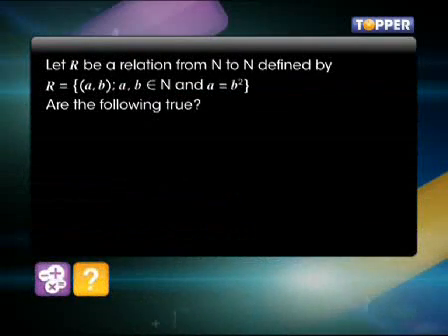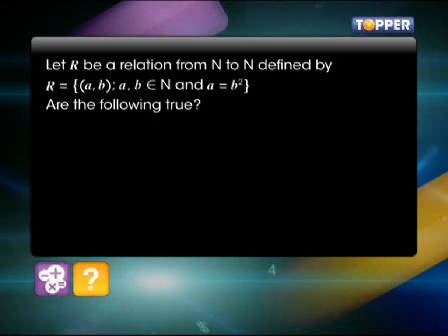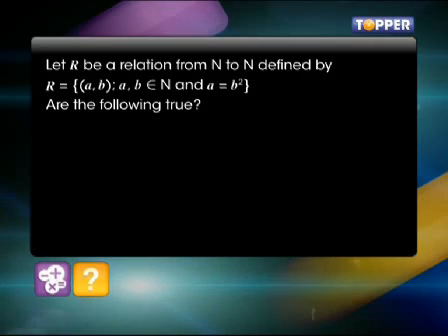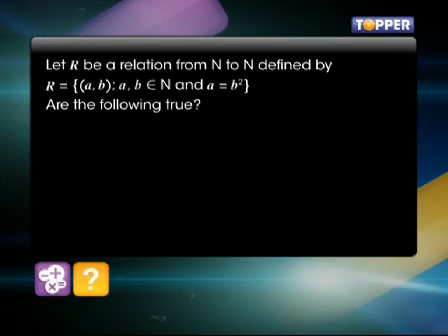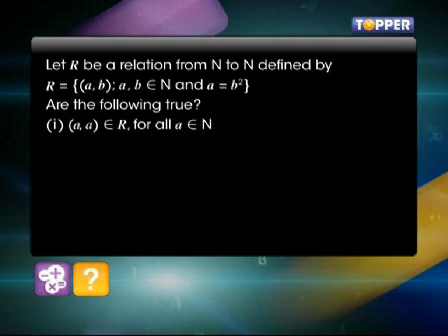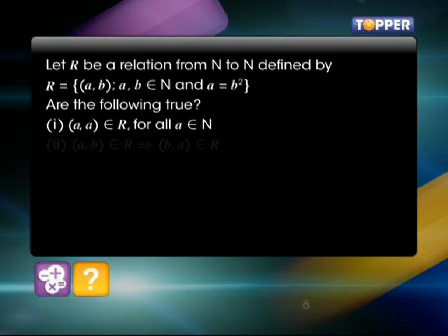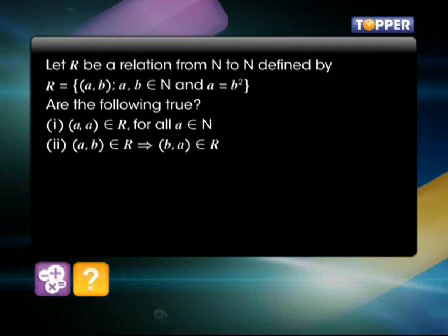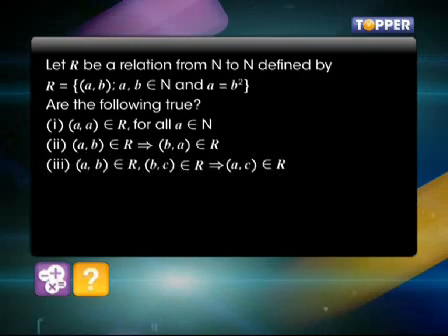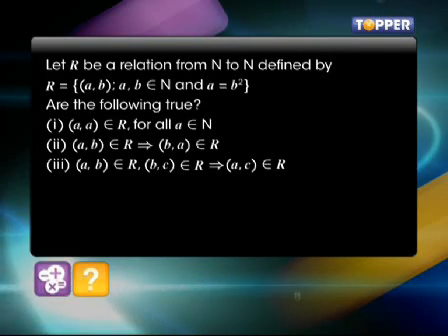Here's your question for 4 marks. Let R be a relation from N to N defined by the set of ordered pairs (a, b) such that (a, b) belongs to N and a is equal to b squared. Are the following true? 1. (a, a) belongs to R for all a belonging to N. 2. (a, b) belongs to R implies (b, a) belongs to R. 3. (a, b) belongs to R, (b, c) belongs to R implies (a, c) belongs to R.